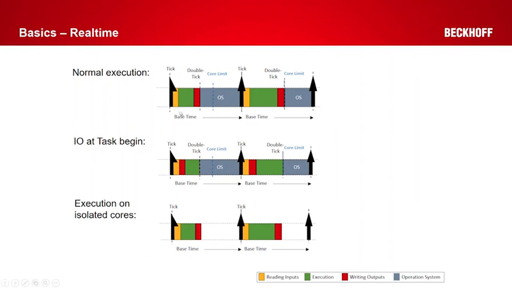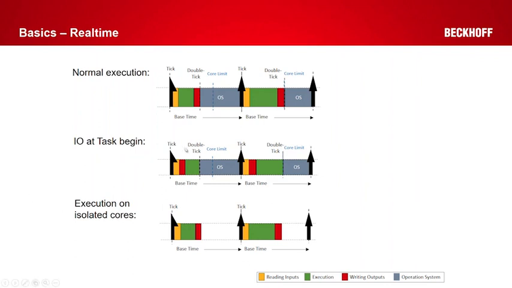And here, if you see this picture, then you can imagine that here the EtherCAT frame is sent earlier than in this cycle, right? Which means you would get jitter on the EtherCAT bus. That's why under TwinCAT 3, we already provided the possibility of IO at task begin. So this is what you can see here in this part of this slide.